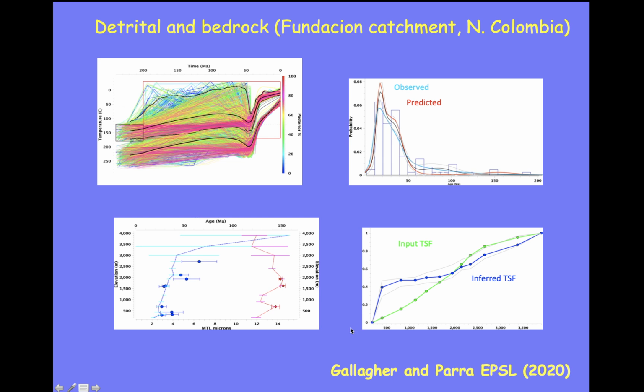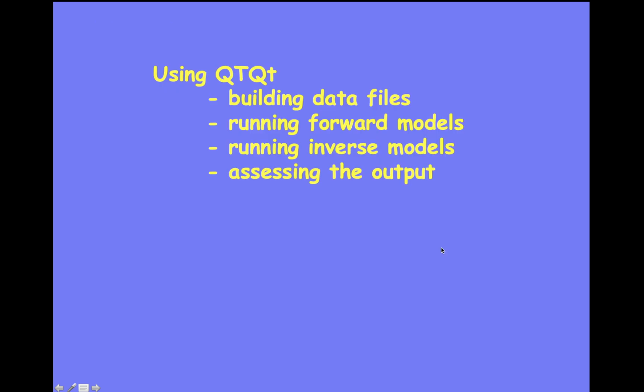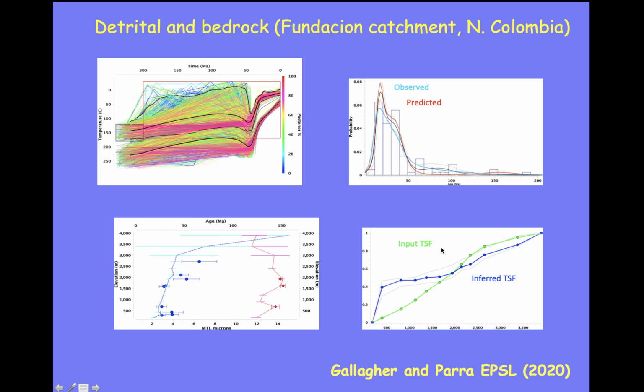And just at the bottom here is what we call the topographic sampling function, which is the way that the catchment is sampled as a function of elevation, the vertical profile. So it's not necessarily uniformly sampled, depends on what kind of erosion processes are operating. And we try and estimate that sampling of the topography in the catchment at the same time.